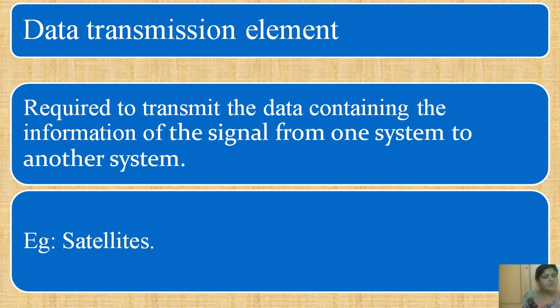So transmission elements are required to transmit the data containing the information of the signal from one system to another, and the example is a satellite. They are physically separated from the earth, so we have control stations, and these control stations transmit the data from the earth to the satellite via commands to them.